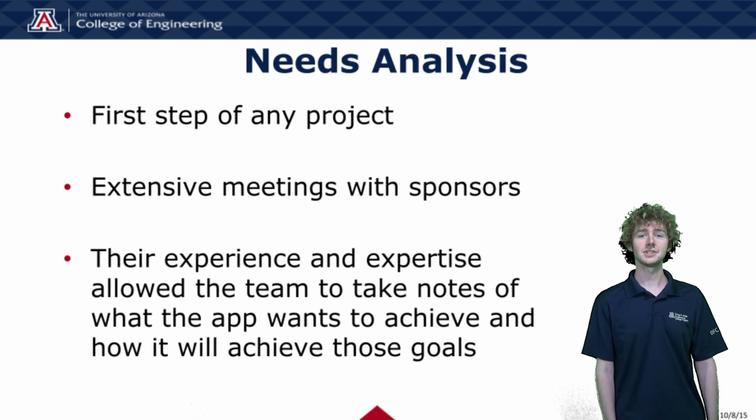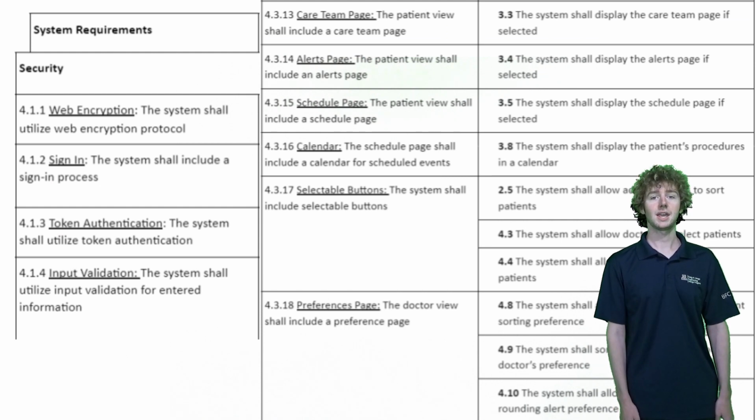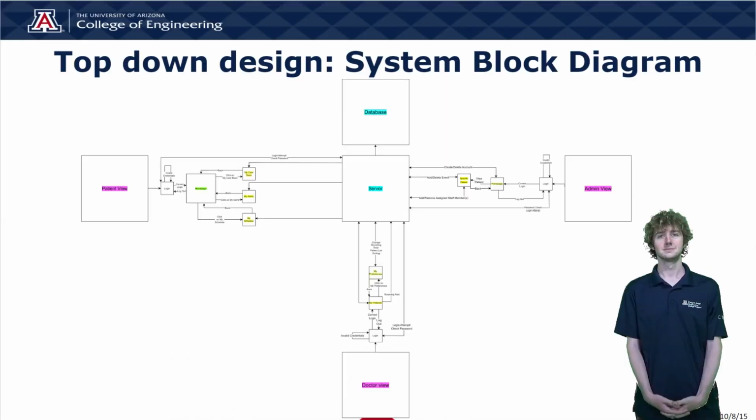The start of any rigid engineering design process is understanding stakeholder needs. We met at length with our sponsors to ensure we could create an application with functionality that meets the needs of doctors and patients. These needs became our functional and system requirements. As can be seen, our requirements capture everything from security processes to page design and functionality. Our detailed design was made specifically to meet these requirements.